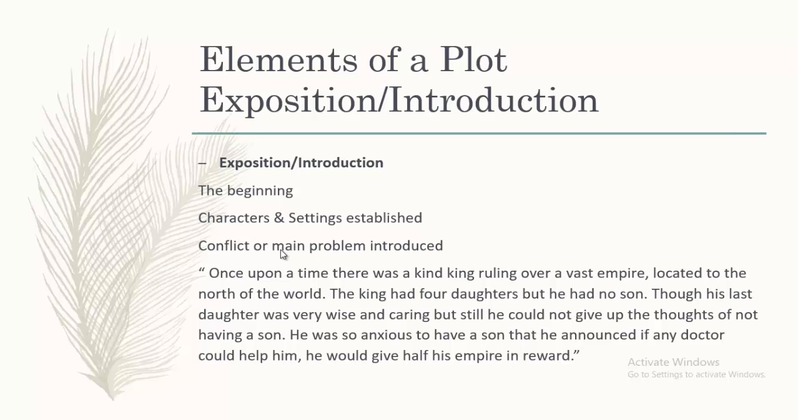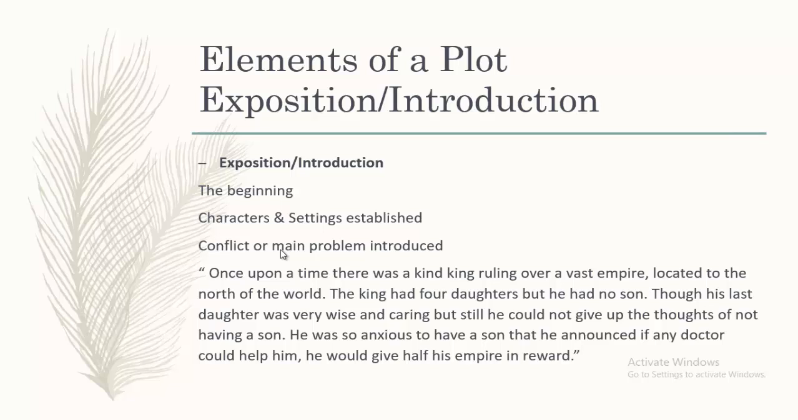The king had 4 daughters, but he had no son. So we are also introduced to some other characters apart from the main character, who is the king. Though his last daughter was very wise and caring, he still could not give up the thoughts of not having a son. So here the conflict, or the main problem, is introduced: the king had daughters, but he had no son, and he was anxious, he was looking for a son. So this is the main problem, or the conflict in the story.